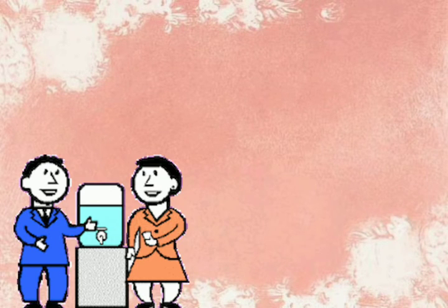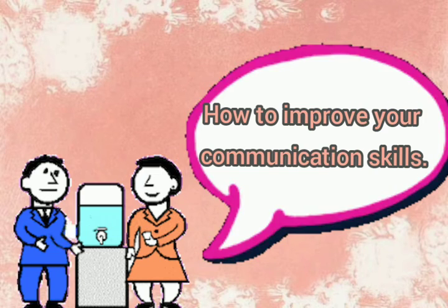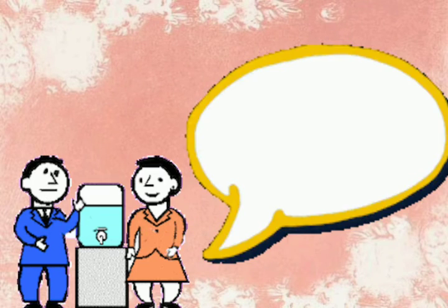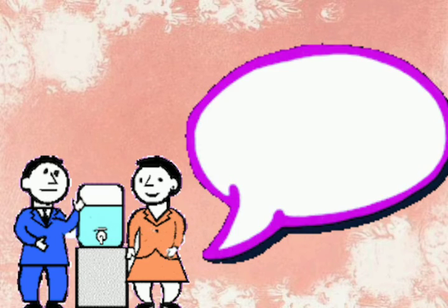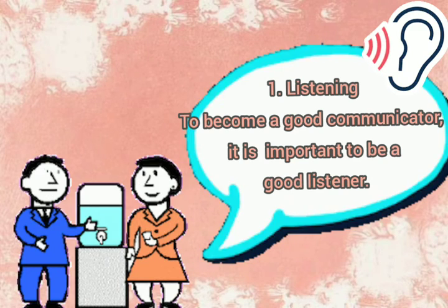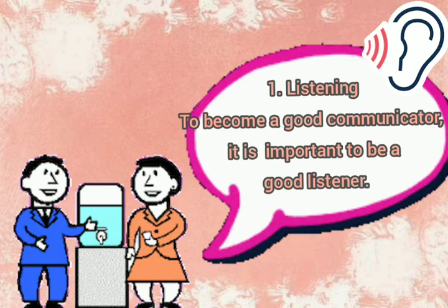So, here is how to improve your communication skills in the workplace or in the organization. Here are some pointers to look out for when looking to improve your ability to effectively communicate with others. The first one is listening. To become a good communicator, it is important to be a good listener. It is important to practice active listening, pay close attention to what others are saying, and clarify ambiguities by rephrasing their questions for greater understanding.